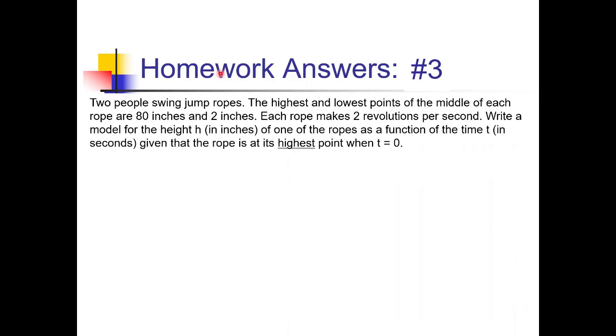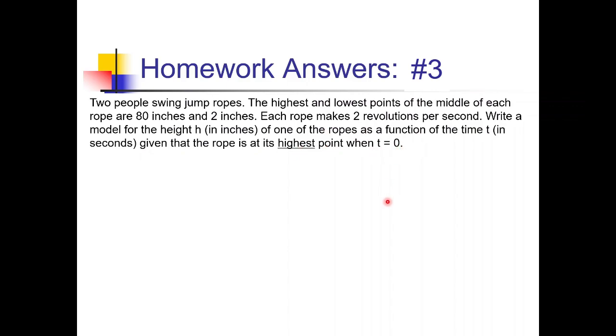On this problem, we have two people swinging jump ropes. The highest and lowest points of the middle of each rope are 80 inches and 2 inches. Each rope makes 2 revolutions per second. They want a model for the height in inches, so that's h, of one of the ropes as a function of time, t, which is in seconds, given that the rope is at its highest point when time equals 0.